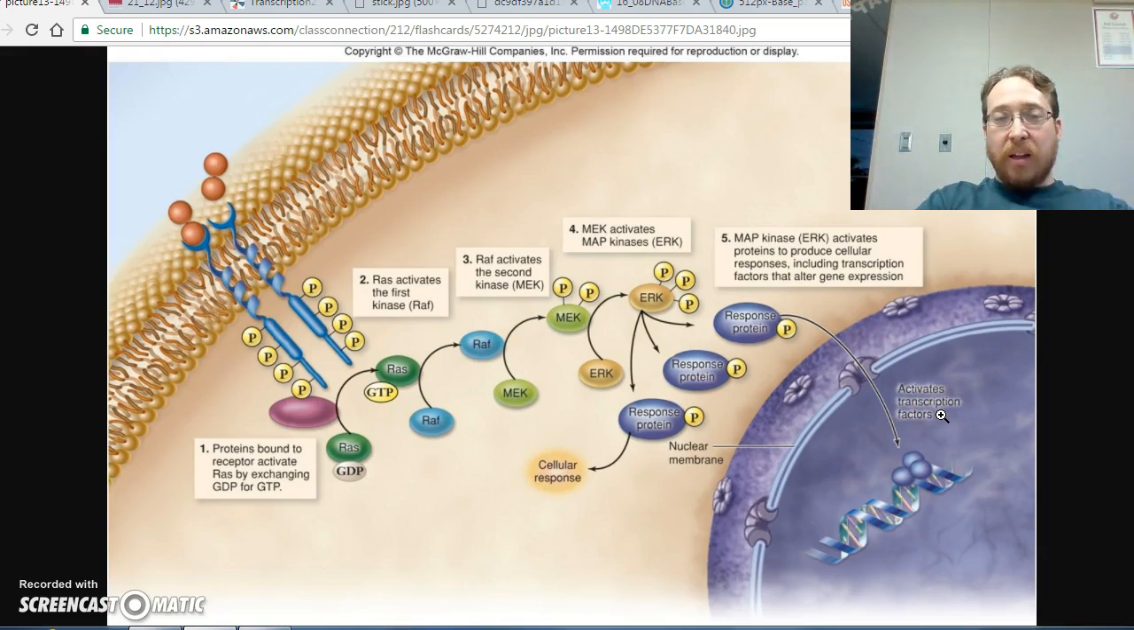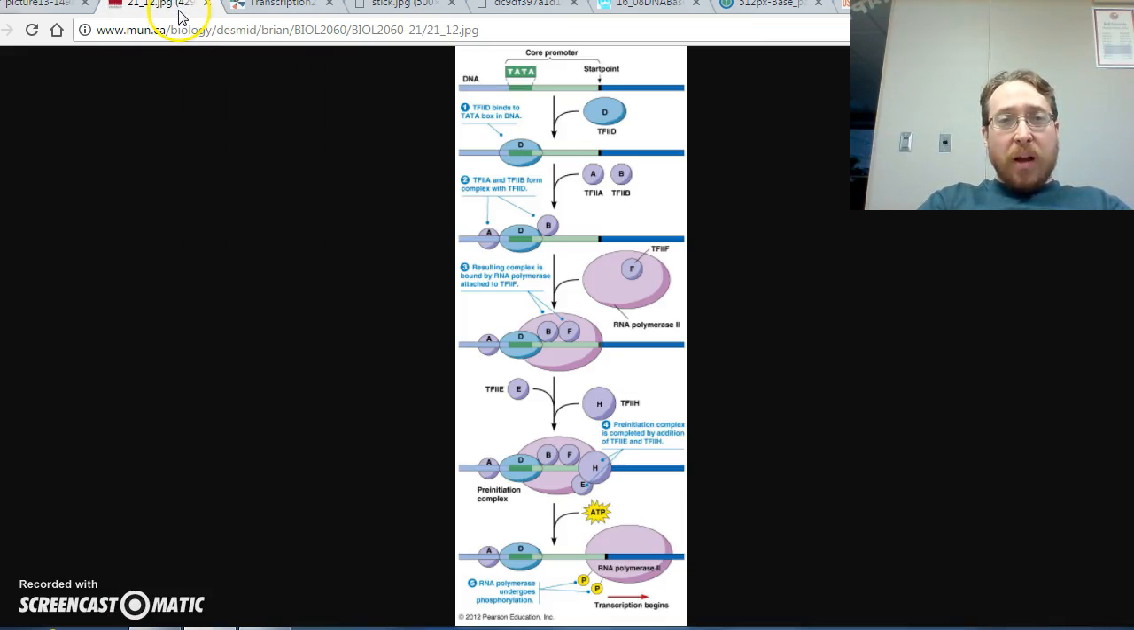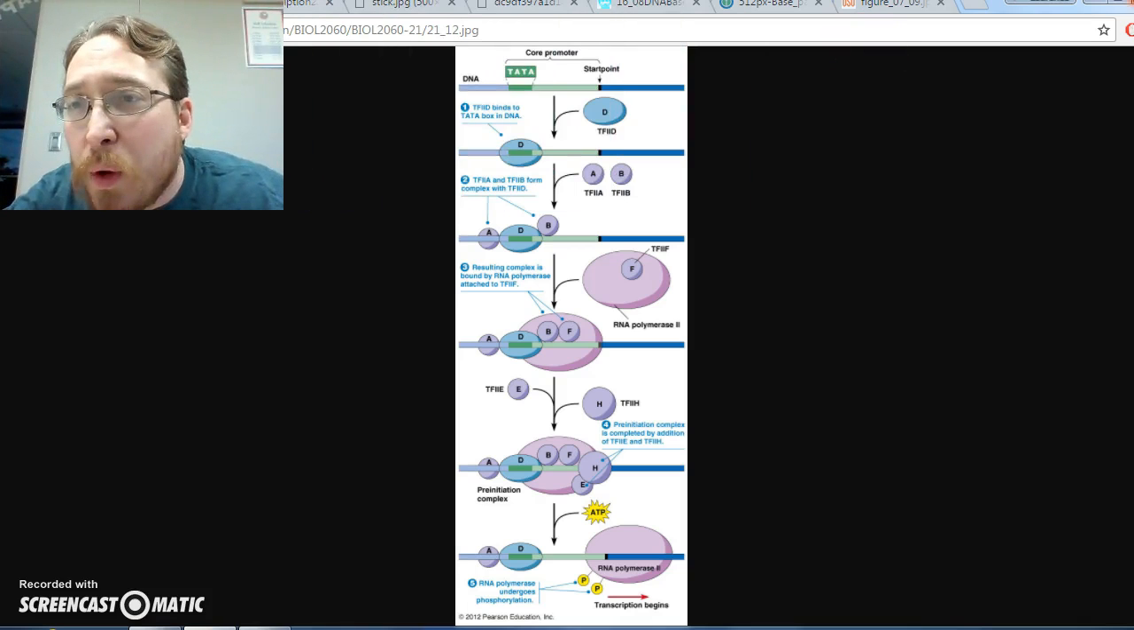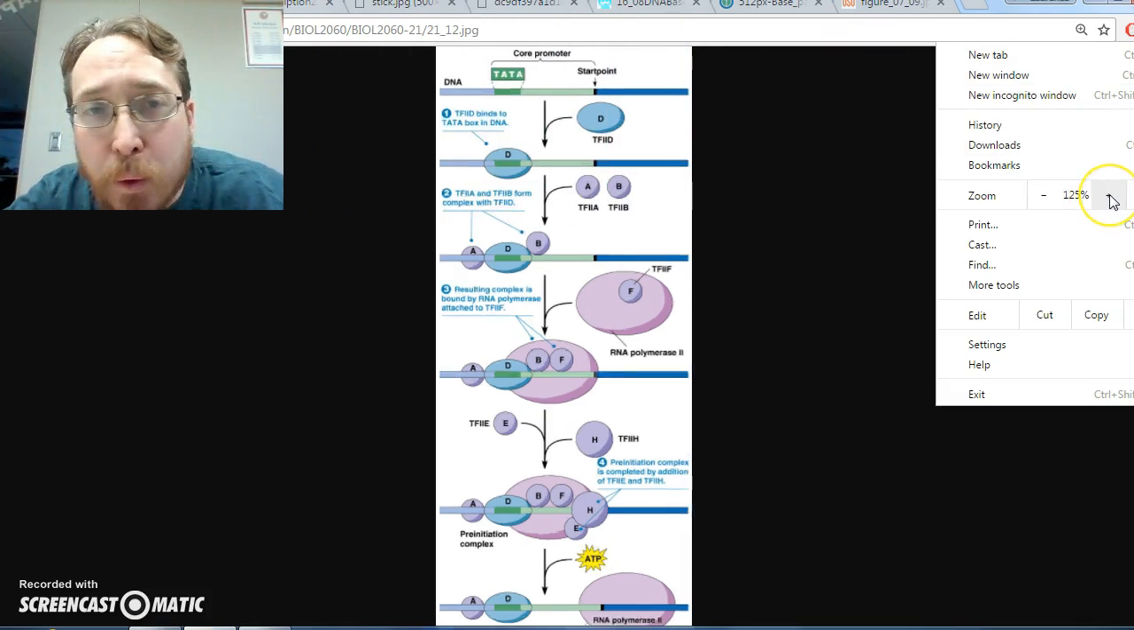We've got some proteins that can deal with DNA. So what happens with those transcription factors? Well, we should zoom in here.